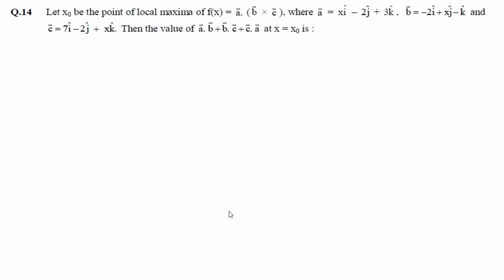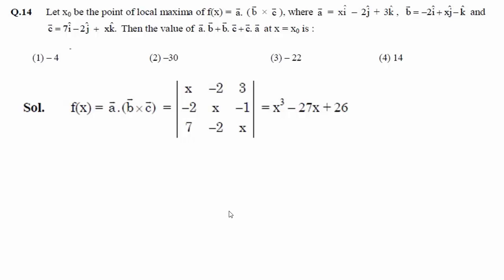Question 14. Let x naught be the point of local maxima of f(x) equal to a dot b cross c, where a bar equals x i minus 2j plus 3k, b bar equals minus 2i plus x j minus k, and c bar equals 7i minus 2j plus x k. Then the value of a dot b plus b dot c plus c dot a at x equals x naught is, options: minus 4, minus 30, minus 22, 14.